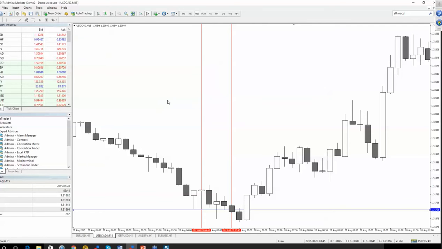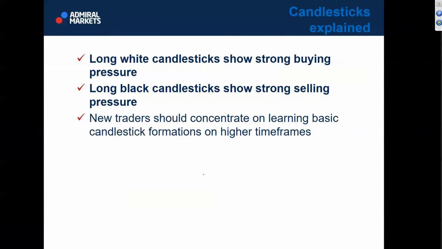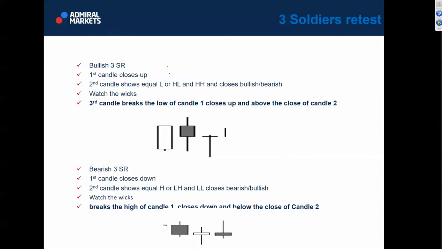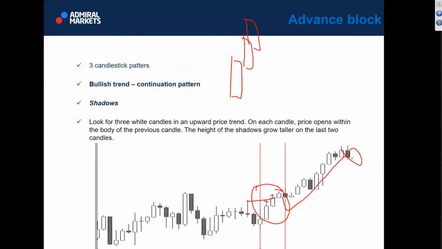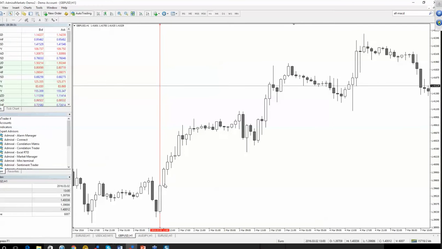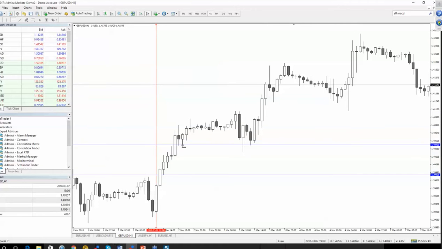So we will do that in our next session, but at this time it's important for you to understand how these patterns look. So once more, snapshot the screen if you want. This is bullish 3SR, this is bearish 3SR. Okay, the next pattern was advanced block. You see here, this is advanced block, from this part to this part here.